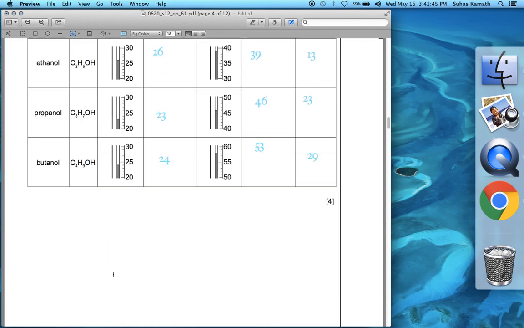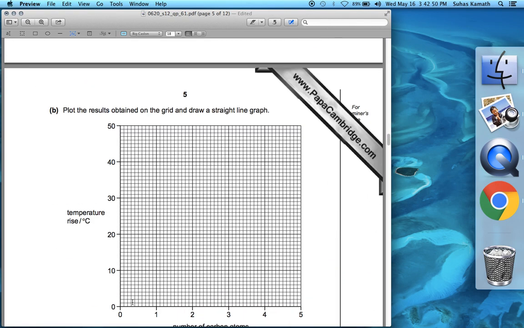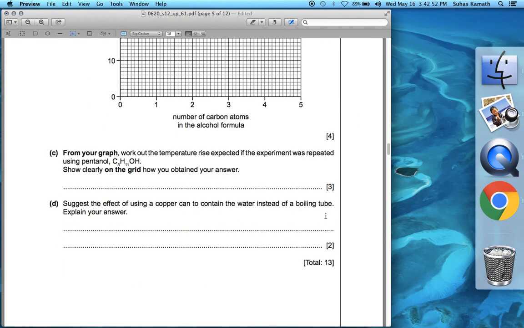C5H11. So it comes after butanol. So you just have to increase it by a bit. It has 5 carbon atoms.